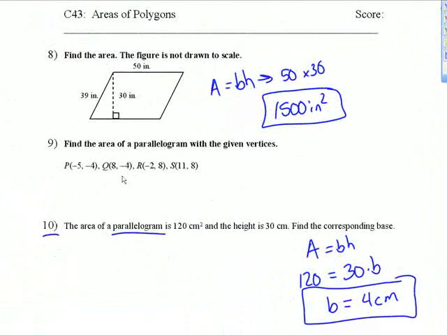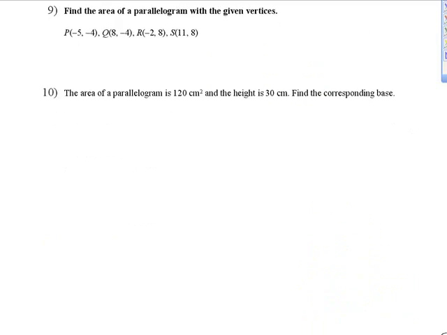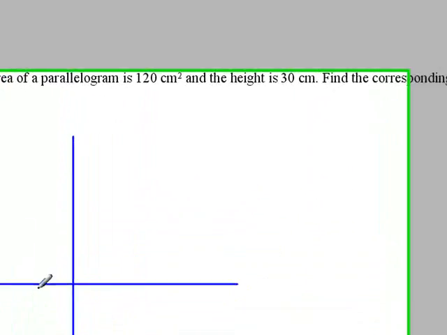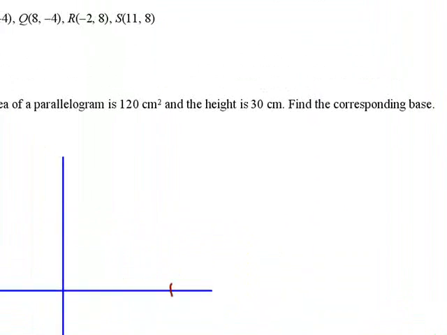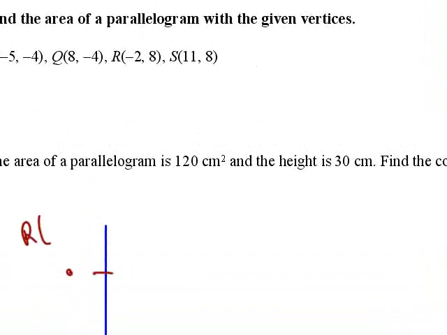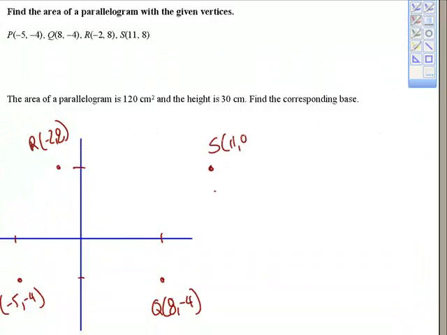And then we have one more question left, which is 9. Find the area of the parallelogram. We're going to go ahead and clean this screen here and use the height. So let's plot these points. P is about -5, -4. Q is at 8, -4. That's over here. R is at -2, 8, so about right up in here somewhere. And S is at 11, 8, about up in here somewhere. So if we connect up the dots, we should see a parallelogram.